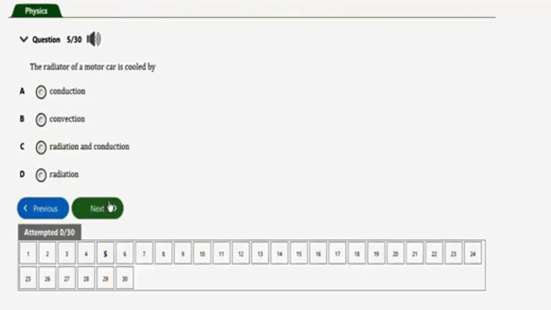It says the radiator of a motor car is cooled by, we have option A, conduction, we have option B, convection, we have option C, radiation and conduction, option D to be radiation. So guys, the correct option to this question is option B, convection. The radiator of a motor car is cooled by convection. Alright, so the next repeated question is this one.